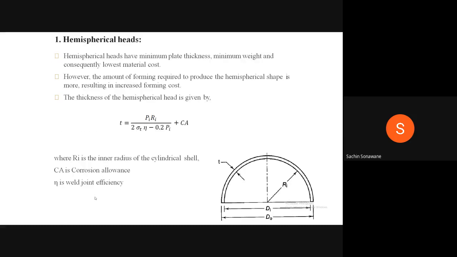Now, hemispherical heads. Hemispherical heads have minimum plate thickness, minimum weight and consequently lowest material cost. However, the amount of forming required to produce the hemispherical shape is more because we have to manufacture this shape. That's why the forming required is more, resulting in increased forming cost. The thickness of the hemispherical head is given by t = pi Ri / (2 sigma t eta - 0.2 pi) + Ca, where Ri is the inner radius of the cylindrical shell, Ca is the corrosion allowance, and eta is nothing but weld joint efficiency.